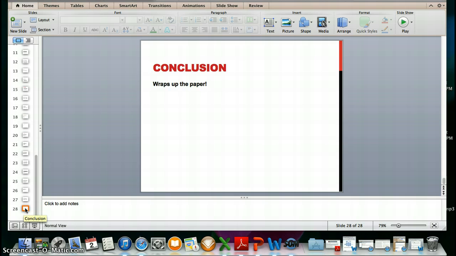Then, last but not least, you have the conclusion. The conclusion wraps up the paper. There's not much to say about the conclusion. But in all, this is what you are looking at when you're looking at a research article.